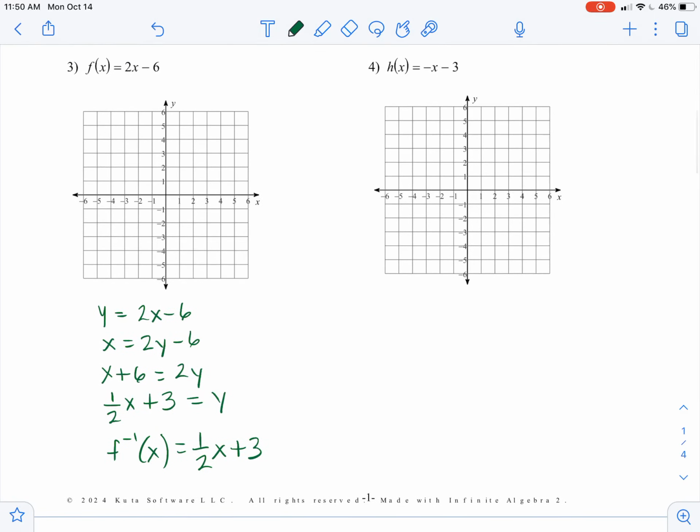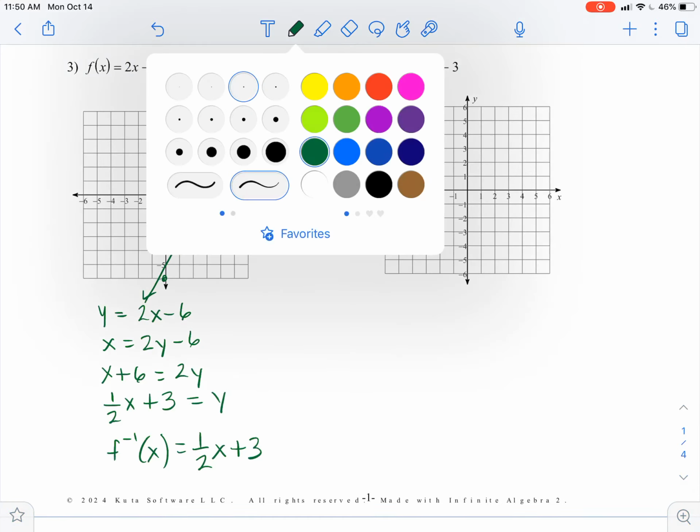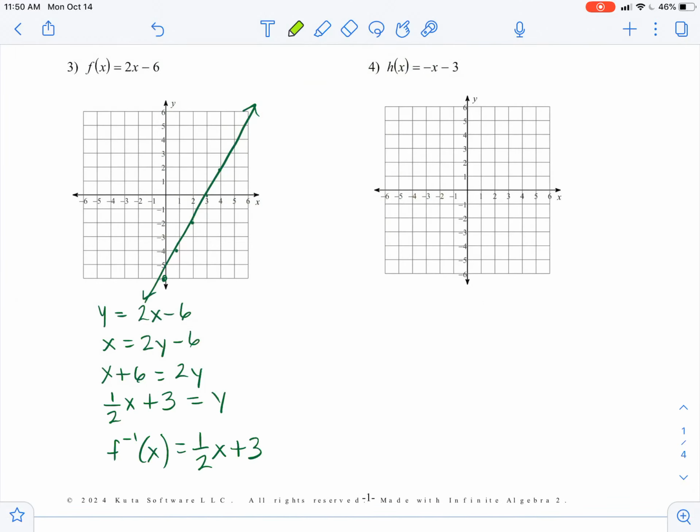Now I'm going to graph. So I'm going to graph my original first, and it is at a -6. It has a slope of 2. Okay, let's see if I can kind of hit those points. Okay, then I'm going to do my next one, which is at 3, and it has a slope of 1/2.